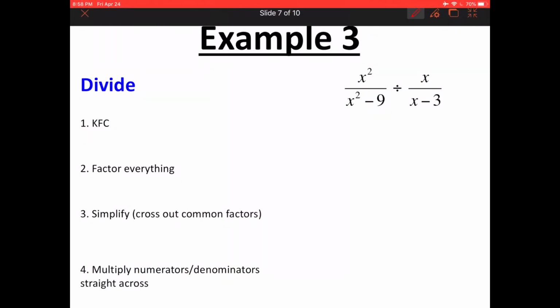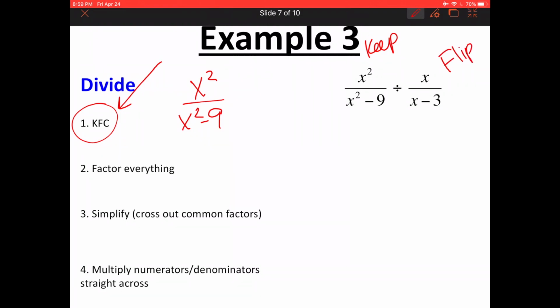So here we go, our very first one. Notice here we have our steps. To divide, the first thing we're going to do is KFC. So I'm going to keep this first fraction. I'm just going to write it as x squared over x squared minus 9. I keep it. I'm going to flip this second fraction, so I'm now going to have x minus 3 on top, and x on the bottom.